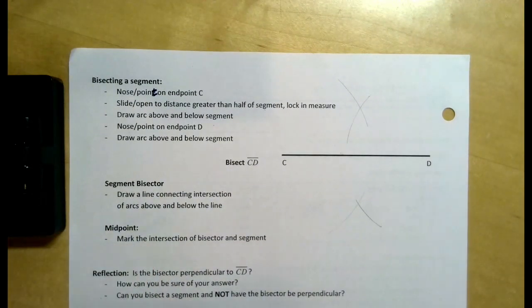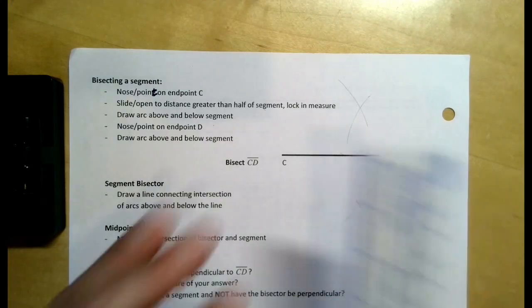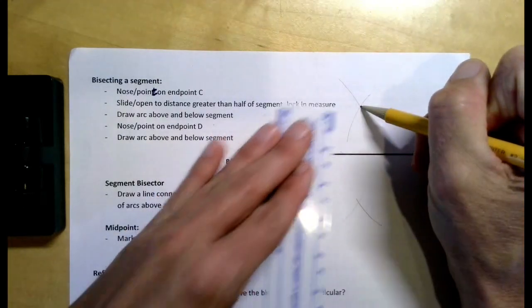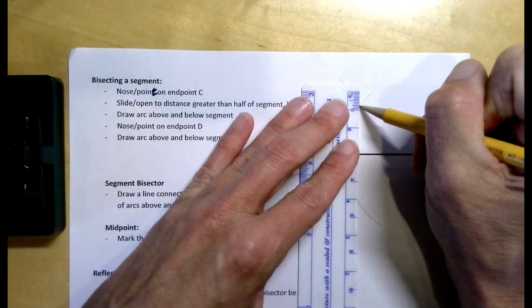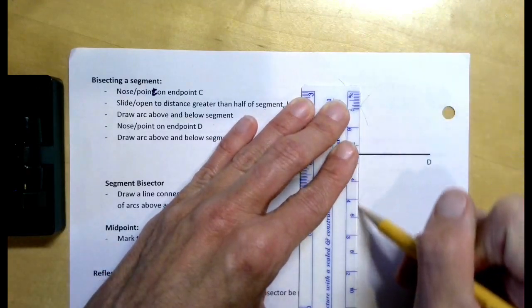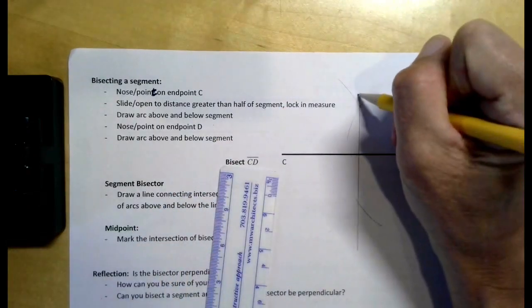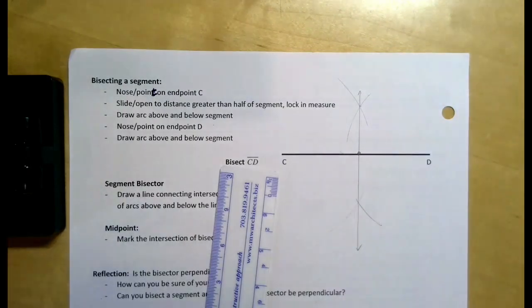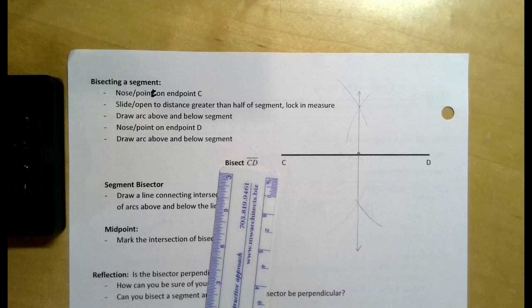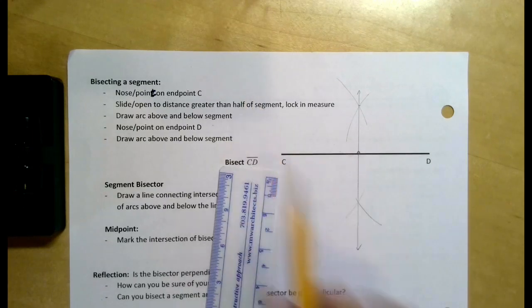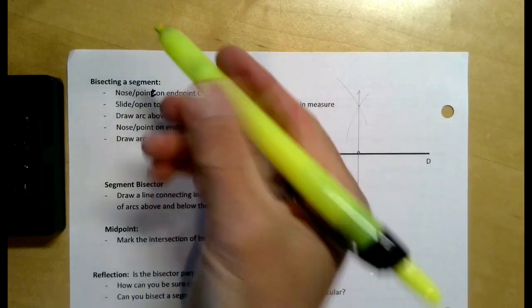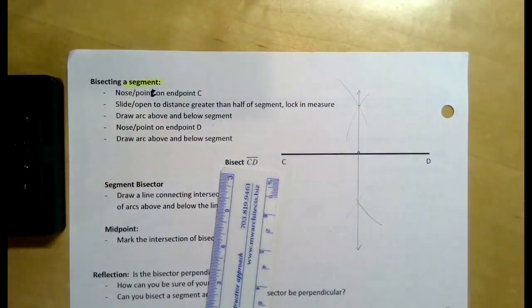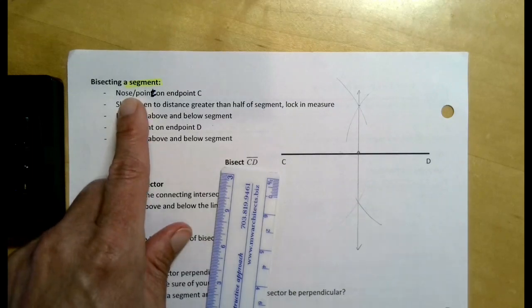What I can do now is connect this point of intersection and this point of intersection, and what that guarantees is that this point here will then bisect this line segment CD. Now remember, you can only bisect a segment. You cannot bisect a ray, you cannot bisect a line.